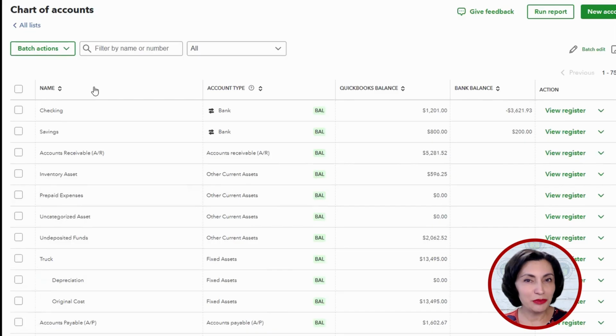The good news is that building a chart of accounts correctly from the start is not difficult. It just takes a little planning. In my next video, I will walk through how to set up a chart of accounts in QuickBooks Online.